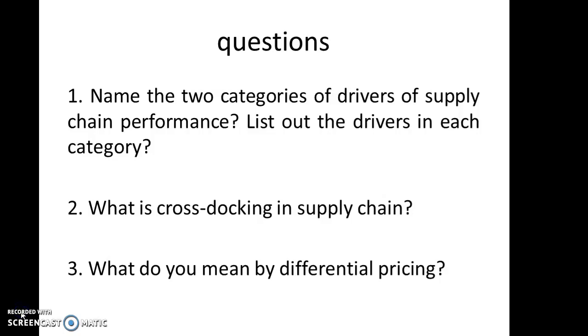The third question is, what do you mean by differential pricing? Differential pricing means for the same product, the company will have two different prices. The customers who have an emergency or urgent need of the product have to pay a higher price because the lead time given by these customers is very less. At the same time, for the same product, the customers who do not have an urgent need can pay a low price because the lead time given by these kinds of customers is more.